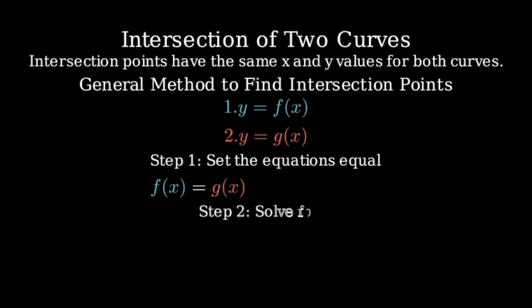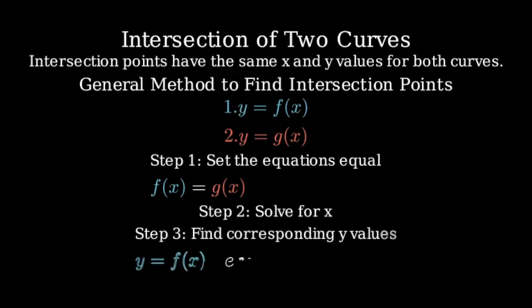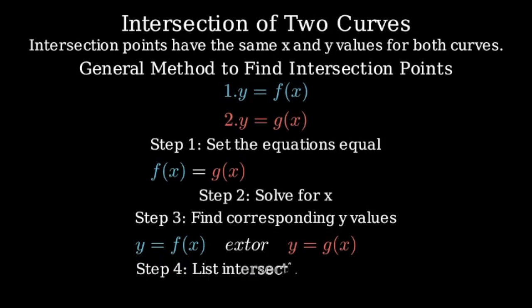Step 2. Solve this new equation for x. This will give us the x-coordinates of all intersection points. Step 3. For each x value found, substitute it back into either the original equation y equals f of x or y equals g of x to find the corresponding y value. Using either equation will give the same result, as y is the same for both curves at these points. Step 4. Finally, list all the intersection points you found as coordinate pairs, x, y.